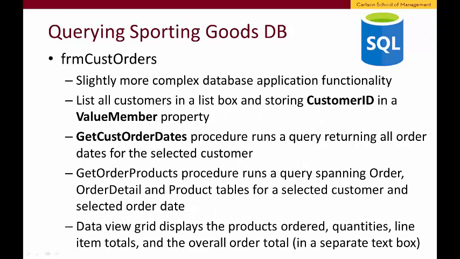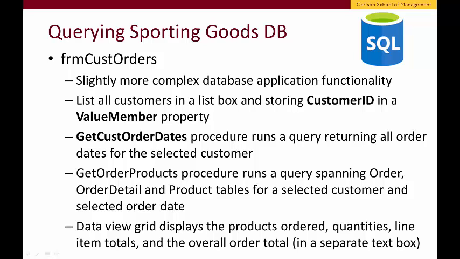So the functionality behind the FRM cust orders is slightly more complex when compared with the previous two forms, although lots of parts of it will be familiar to what we've done before. To avoid some repetition and extensive code entry, I decided to just read through the code, explaining what it does, and run it at the end to demonstrate what it's supposed to achieve.